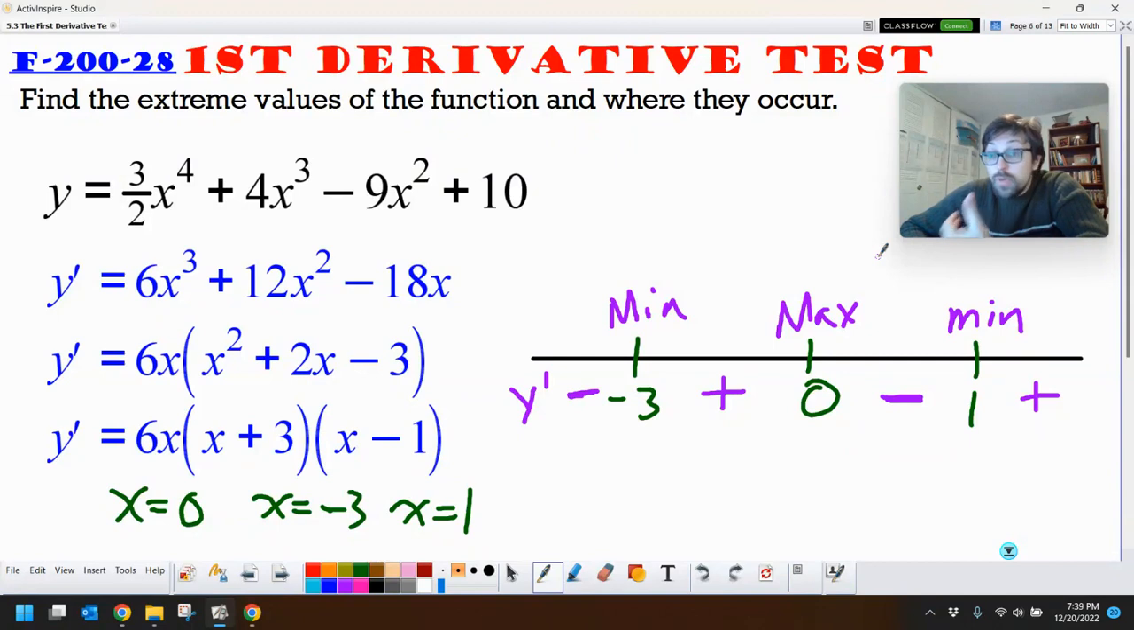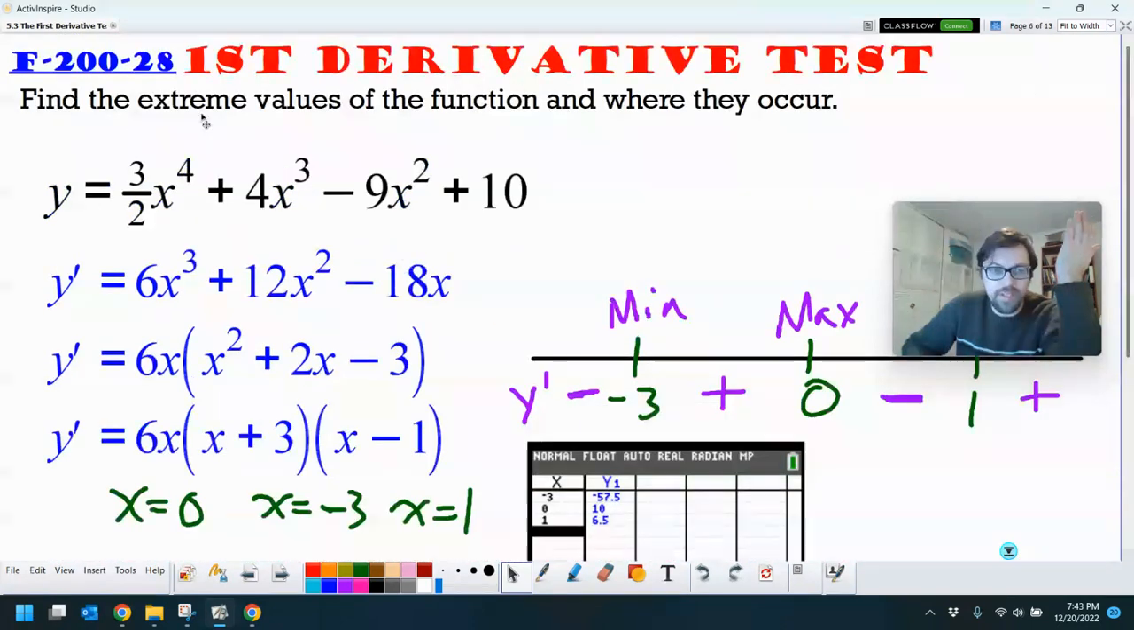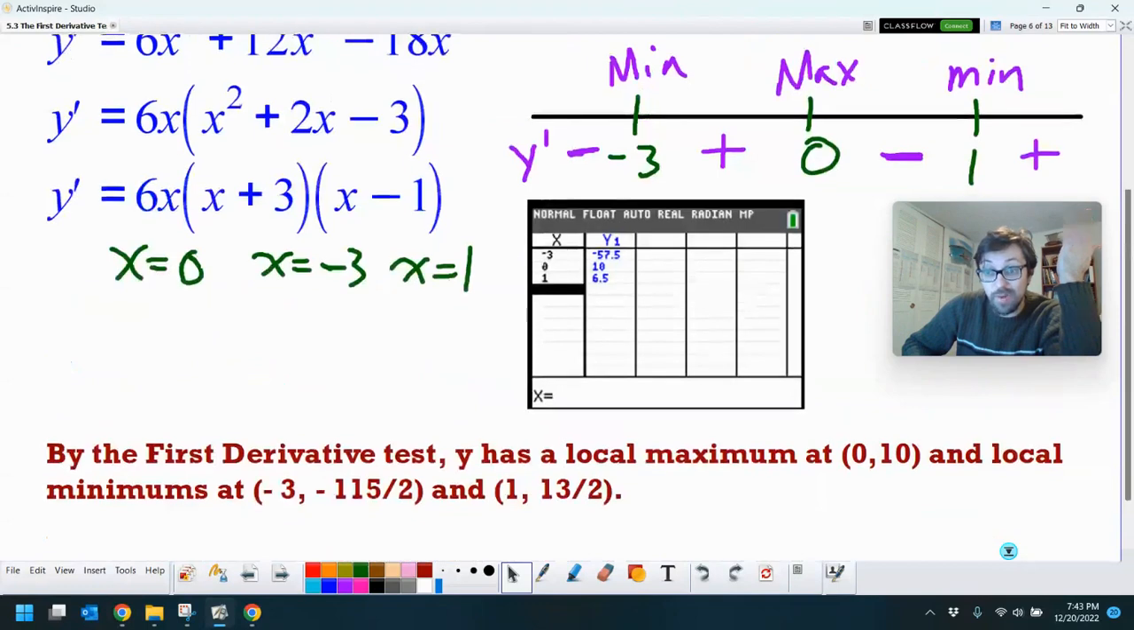Now that we know which ones are maximums and which ones are minimums, it's just a matter of plugging these critical numbers into the original function to see where those minimum and maximum are. And I'll take care of that. So by the first derivative test, y has a local minimum at (0, 10), and local minimums at -3 and 1. I converted this into a fraction, 6.5, because I just like fractions. I could go into more detail, but I noticed that this didn't ask me to justify my answer, so I didn't do it.